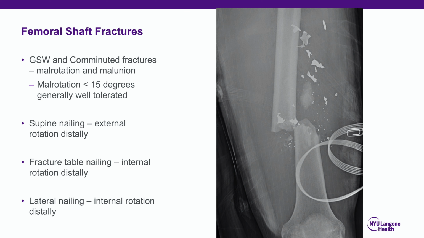Malrotation is one of the most litigated complications associated with femoral shaft fractures. Patients with GSW and comminuted fractures have higher rates of malrotation and malunion due to the reliable lack of cortical keys in terms of reduction. Malrotation should be set as the same as the contralateral side. However, the goal is to have less than 15 degrees, as less than 15 degrees is generally well tolerated within the population.